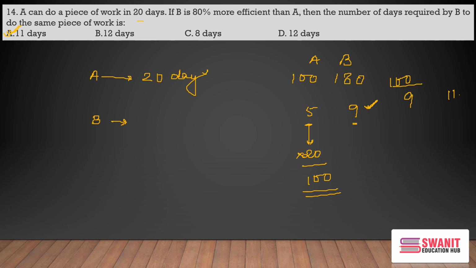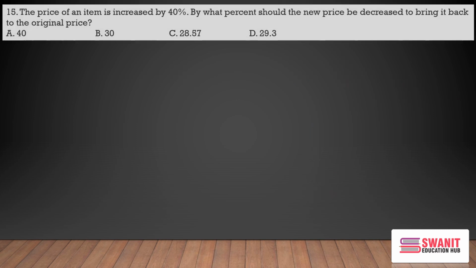Let's look at another question. The price of an item increases by 40%. By what percent should the new price be decreased to bring it back to the original price? Which means now we have a formula in mathematics wherein we talk about increase and decrease in terms of x upon 100 plus x and x upon 100 minus x.